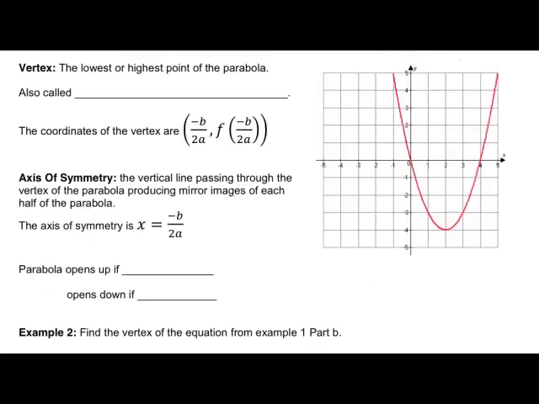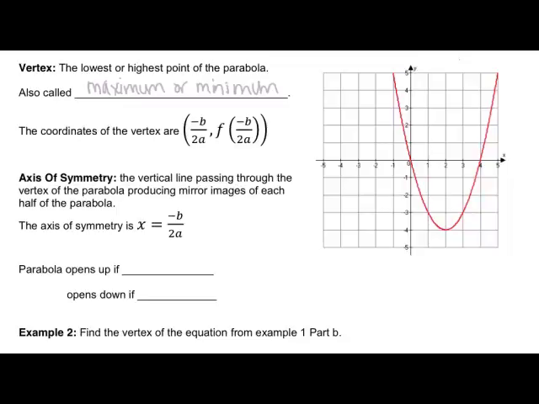When we did our activity at the beginning of chapter 5, we talked about the different parts of a parabola. The first part of a parabola is the vertex, and that is the lowest or highest point of the parabola. We also call this the maximum or minimum. Depending on which way our parabola opens up or down, that will determine whether it is a maximum or a minimum.